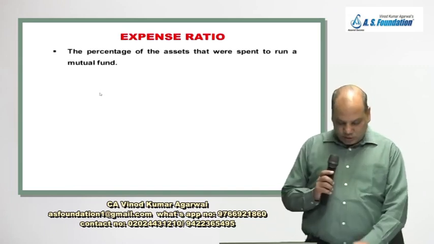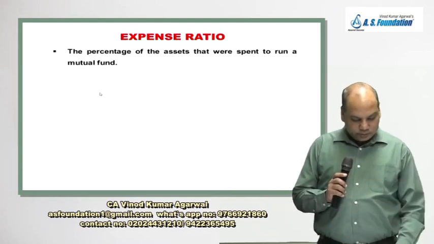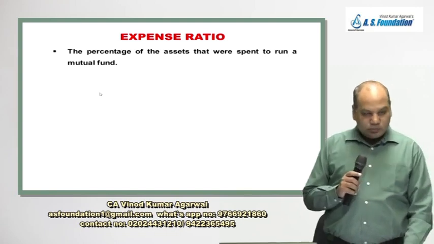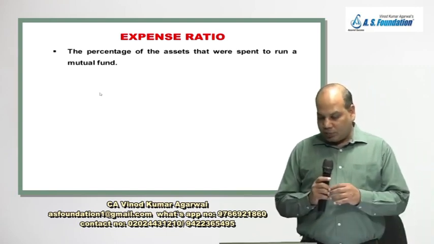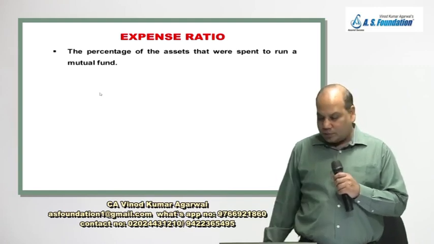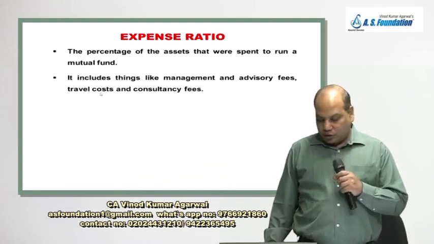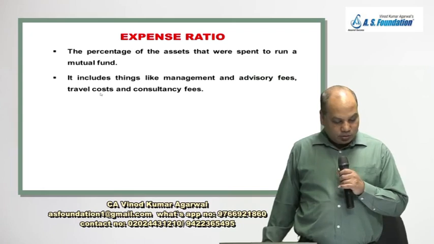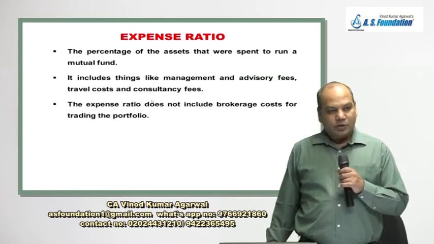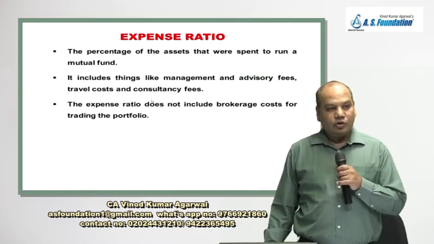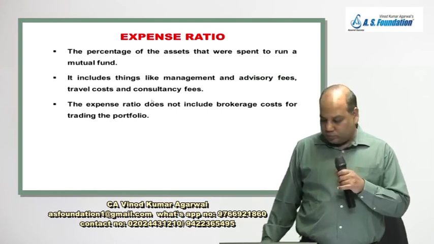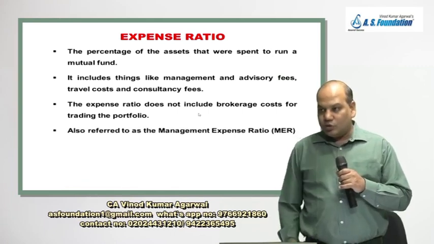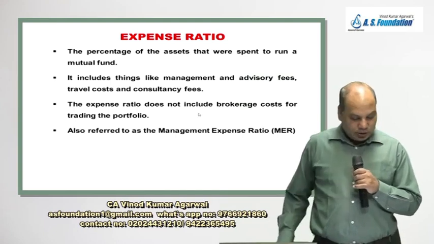Now there is a note on expense ratio. Already discussed. Do you remember? While calculating the performance, expense ratio means the percentage of assets that were spent to run a mutual fund. It includes things like management and advisory fees, traveling cost and consultancy fees. But the expense ratio does not include brokerage cost for trading the portfolio. Brokerage is a part of the cost of investment only. It is also known as MER, management expense ratio.